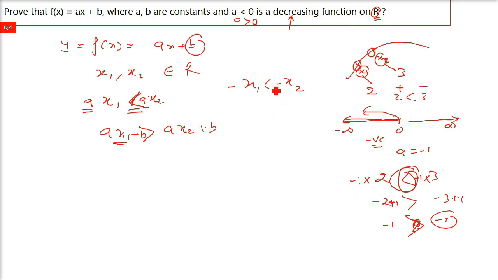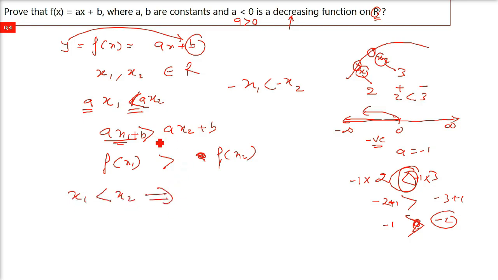But what is this? Initially I told you ax1 plus b is fx1. It is the value of the function at x1. What is ax2 plus b? It is fx2. So we started with x1 less than x2 and we found that indeed when x1 is lower than x2, the value of the function at x1 is actually greater than the value of the function at x2. Alright.